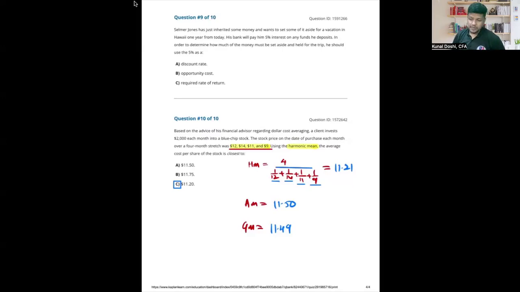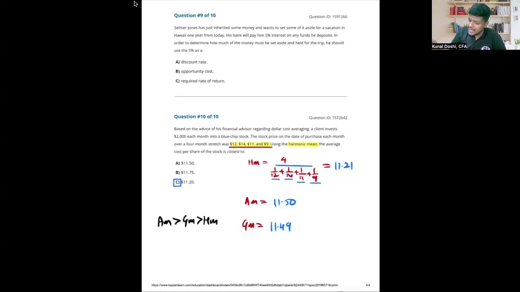Harmonic is the lowest. What is the relation that you discover here, guys, amongst all three? AM is always greater than GM, which is greater than harmonic mean. If the numbers are different; if they are all the same, then they all are going to be the same. Correct? But this relation will always be there. Arithmetic mean is always bigger than geometric, and geometric is always bigger than harmonic. Yes, harmonic is always the smallest.